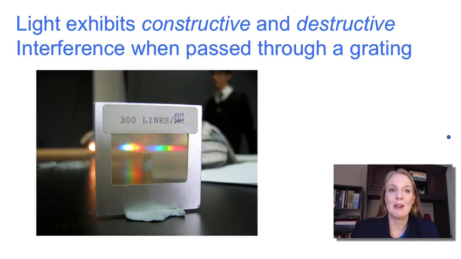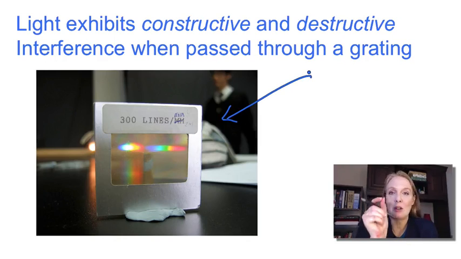So we've determined that light, if it's a wave, can exhibit constructive and destructive interference. We can observe that by passing the light through a grating. A grating is a series of small vertical slits. This particular grating has 300 slits per millimeter. So there are these tiny vertical slits that the light waves are being passed through. What happens to the light on the other side?